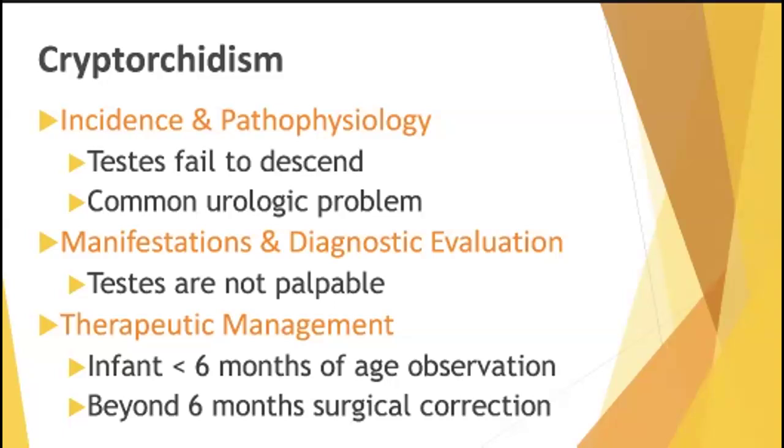Evaluation: physical examination identifies it in about 70% of cases. We might use imaging for non-pliable testes, ultrasound sensitivity 45%. MRI is preferred over CAT scan. Sometimes we need to do hormone testing.